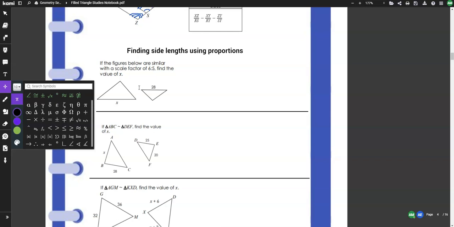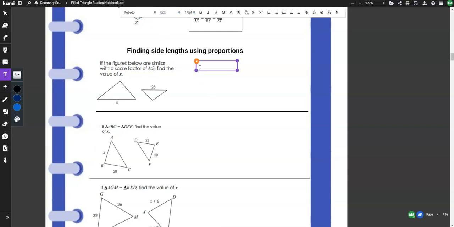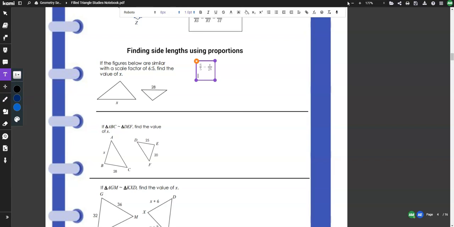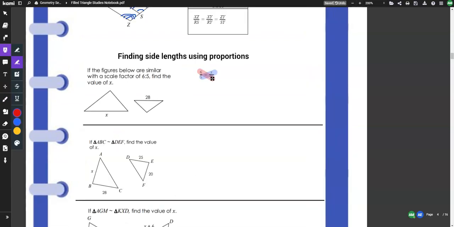So if these are similar with a scale factor of 6 to 5, find the value of X. Well, we're just going to do a proportion, just like we've been doing. So we're going to say 6 over 5 is going to be equal to, so big one to small one. We can see that this is the big one to small one, left to right. So we're going to say X over 28.